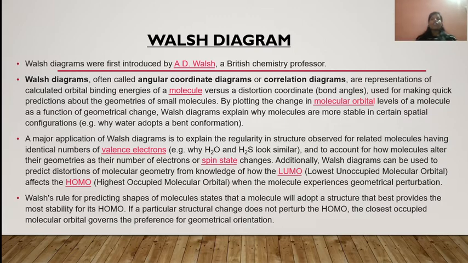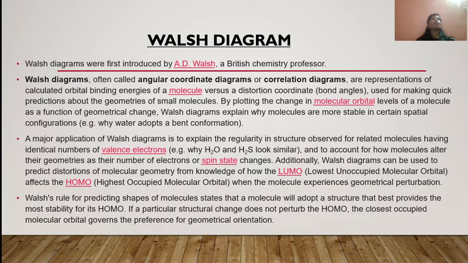Walsh diagram, often called an angular coordinate diagram or correlation diagram, is a representation of calculated orbital binding energy of a molecule versus a distortion coordinate, the bond angles. So the Walsh energy level diagram is plotted between the bond angles on the x-axis and energies on the y-axis, and it is used for making quick predictions about the geometries of small molecules. By plotting the change in molecular orbital levels of a molecule as a function of geometrical shape, Walsh diagram explains why molecules are more stable in certain configurations. Example: why water adopts a bent conformation.